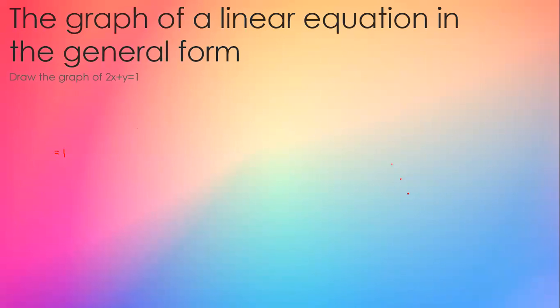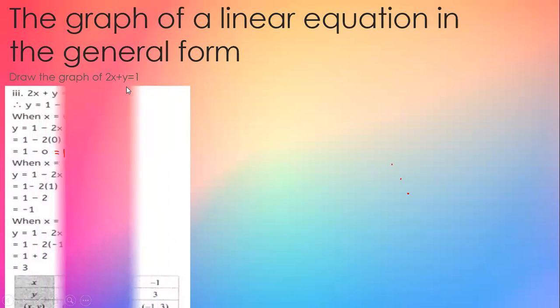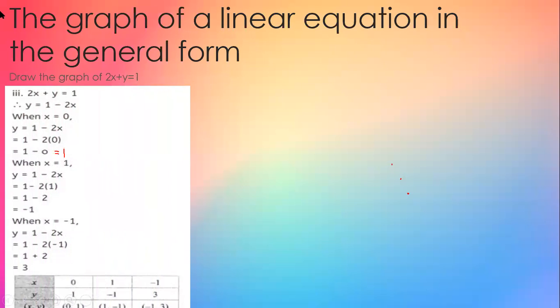Here we have to draw the graph of 2x plus y equal to 1. This is the linear equation in the general form. So we have to draw the graph of this. Before drawing the graph, we need to solve this first. So here it is given as 2x plus y equal to 1.